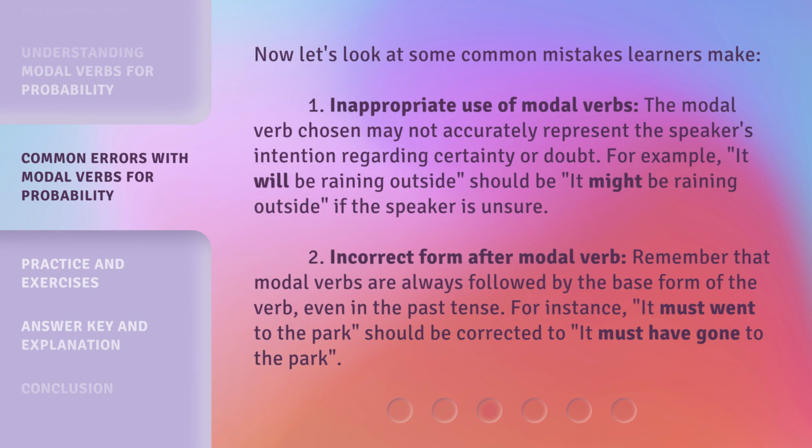Now let's look at some common mistakes learners make. 1. Inappropriate use of modal verbs. The modal verb chosen may not accurately represent the speaker's intention regarding certainty or doubt. For example, it will be raining outside should be, it might be raining outside, if the speaker is unsure.